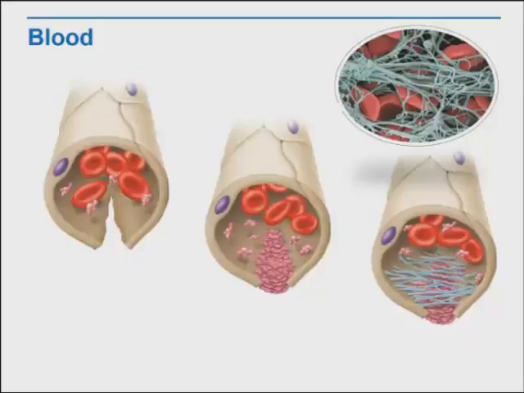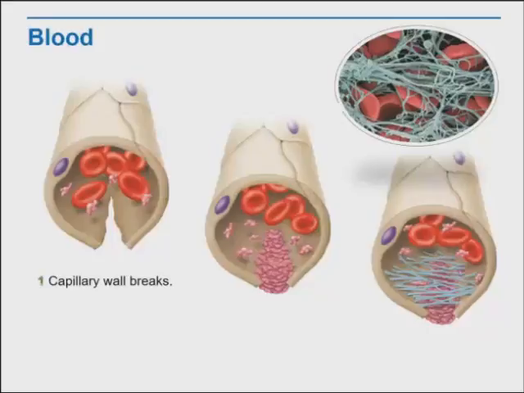A minor cut or scrape may bleed for a bit, but then the bleeding stops. Why? Because blood can clot. Blood clotting is made possible by plasma proteins and cell fragments called platelets. When platelets come in contact with the edges of a broken blood vessel, their surfaces become sticky and they release proteins called clotting factors that start reactions to produce a solid clot.